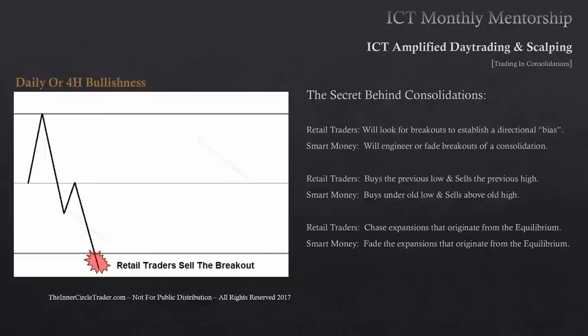When the daily or 4-hour is bullish and the price breaks down below the consolidation, retail traders are going to see that as a break in structure. They're going to see that as weakness, and they're going to look to sell short on weakness. So retail traders are trying to sell that as a breakout entry for a short position. Smart money will see the opposite of that if the daily or 4-hour is seeing bullish order flow. When we see this break below an old consolidation, we understand that that's accumulation of sell stops in the form of pairing up their orders to go long.